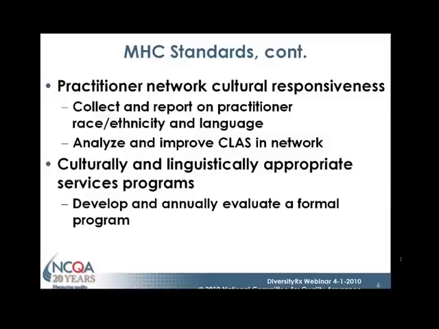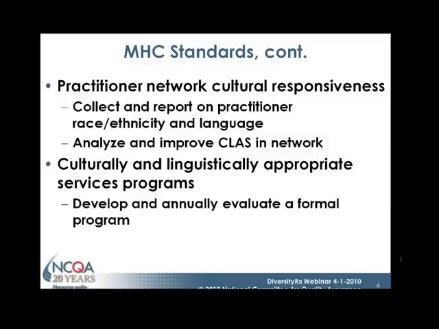On slide 6, we're looking at standards number 3 and 4, and these 2 standards, while still important, are scored relatively less heavily than the others. Standard 3, Practitioner Network Cultural Responsiveness, elaborates on existing requirements in NCQA's health plan accreditation product. It calls for the organization to make information available to eligible individuals, and by that I mean members or clients, about the race and ethnicity and language of practitioners in the network, and also to analyze and improve the network's ability to meet the cultural and linguistic needs of the membership.